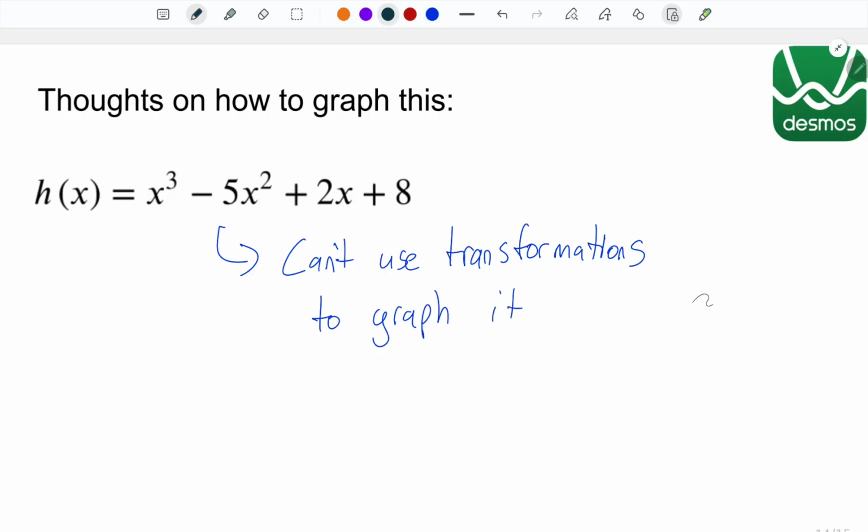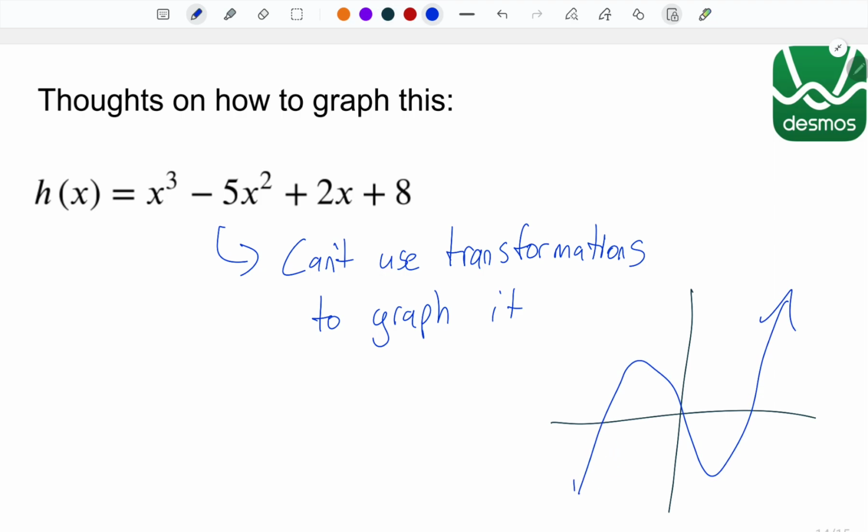It ends up looking something like, I don't know exactly, but it has a wiggle like that. If you just try to stretch or compress the original graph of x cubed and shift it, you wouldn't be able to get that wiggling occurring.